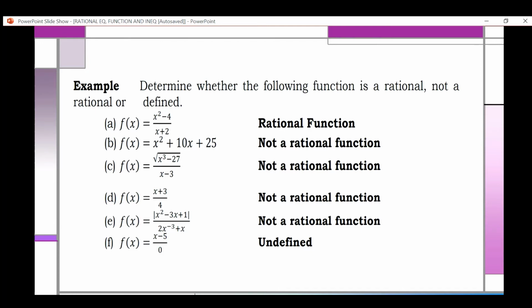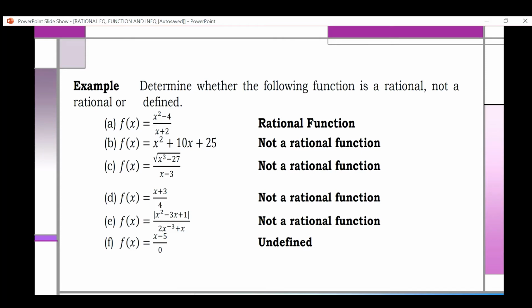Okay. For letter C, we have f of x equals square root of x cubed minus 27 over x minus 3. It is not a rational function class because of the numerator. We have a radical there. So it means it is not a polynomial function. So yung numerator niya is not a polynomial function. So that's why it is not a rational function.